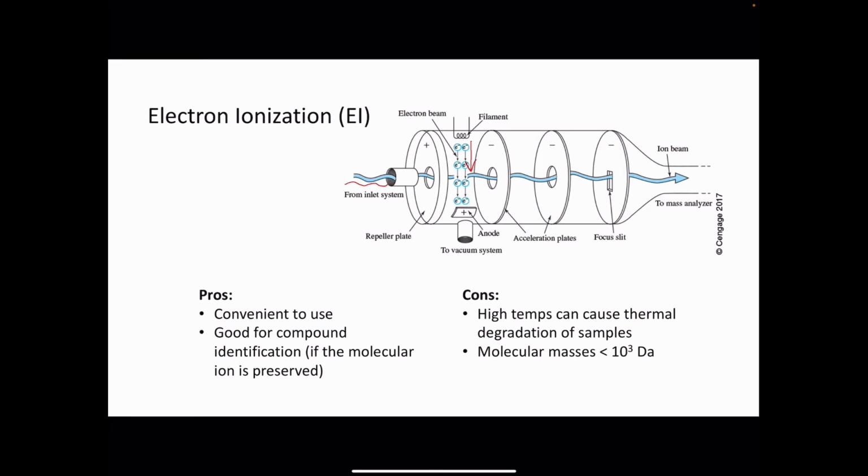However, the cons are that the high temperatures needed to volatilize the sample can cause thermal degradation. The other thing is that only molecular masses less than 10 to the 3 Daltons can be used in this ionization technique.